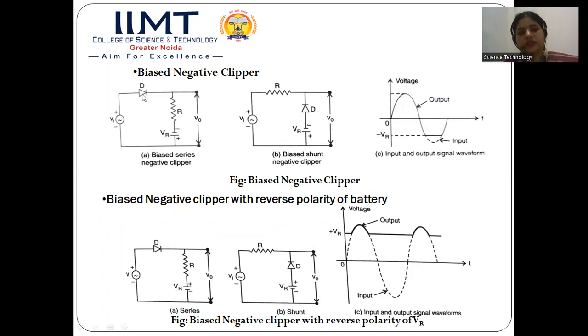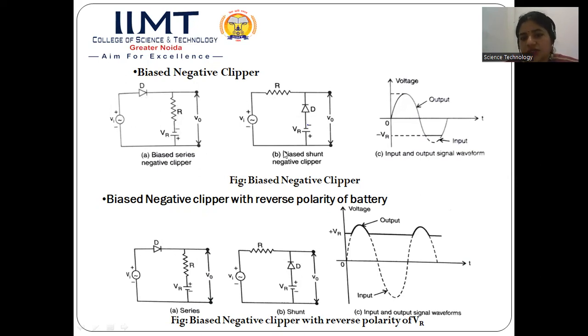During the negative half cycle, when the polarities change, this diode will become reverse biased as per the input signal. But as per the battery potential VR, this is forward biased. So whenever Vi is less than VR, we are getting the output here. But when Vi exceeds VR, this diode will become reverse biased and we will not be getting any output across the resistance.